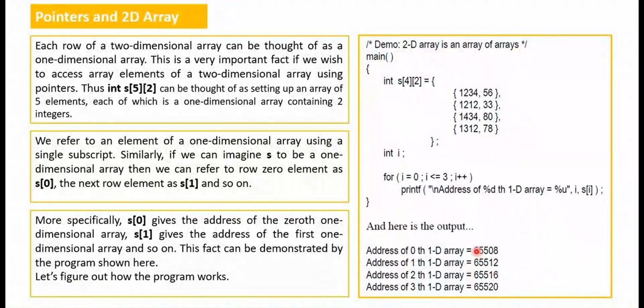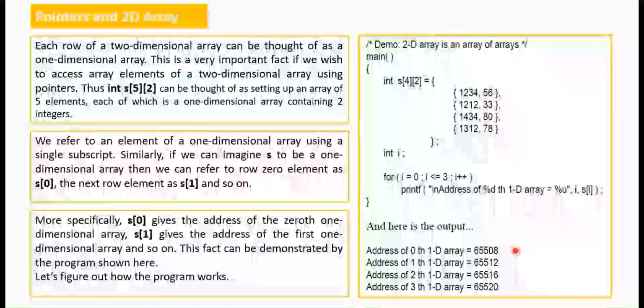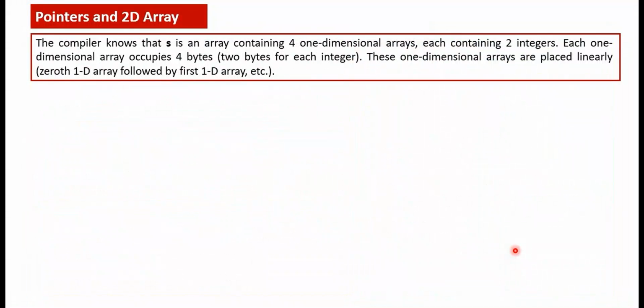Why? Because at 65508 it is a one-dimensional array having 2 elements, that is 1234 and 56. So 1234 is for row 1 column 1 and 56 is for row 1 column 2. Therefore 65508 is having 2 values, and after that 4 bytes are incremented for the next one-dimensional array. The compiler knows that S is an array containing 4 one-dimensional arrays, each containing 2 integers. Each one-dimensional array occupies 4 bytes, that means 2 bytes for each integer. These one-dimensional arrays are placed linearly, from the 0th 1D array followed by the first 1D array, etc.